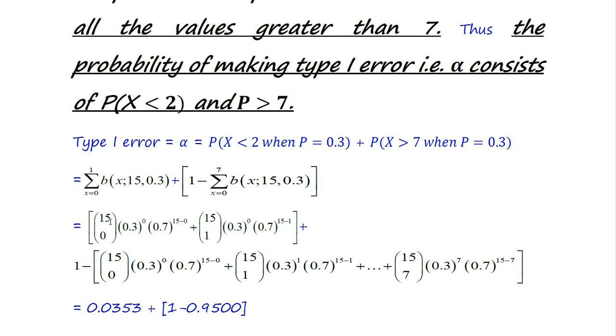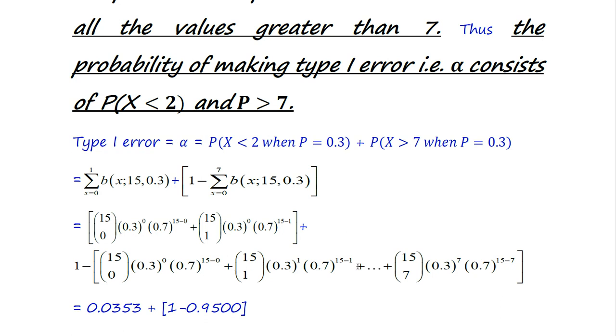So here is 15 over 0. The formula of binomial distribution is nCx p to the power x q to the power n minus x. So here for x equal to 0, 15C0, 0.3 to the power 0, 0.7 to the power 15 minus 0, plus 15C1, 0.3 to the power 1, 0.7 to the power 15 minus 1, and so on.